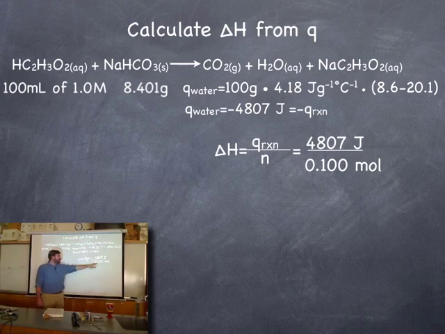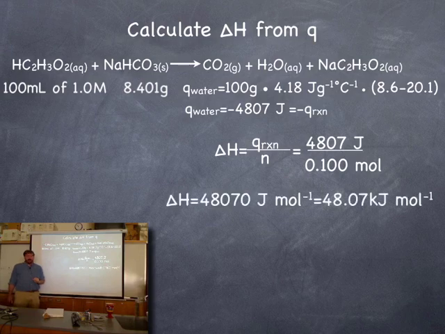So we're going to take our 4,807 joules. We're going to divide by the number of moles. It's the same either way, 0.1. So we're going to have a delta H value of 48,070 joules per mole, or 48.07 kilojoules per mole. This would be per mole of reaction taking place. Per mole of reaction. They will tell you what they want. Typically, kilojoules per mole is the most common. Okay?